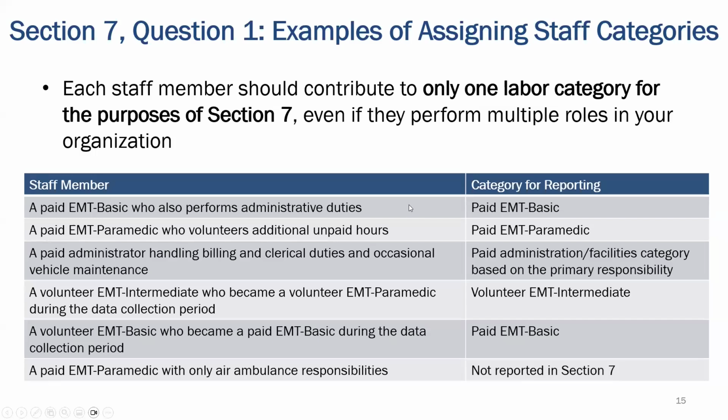Actually, here are the examples right now. So we have a paid EMT basic who also performs administrative duties, which I just mentioned, is reported as an EMT basic. A paid EMT paramedic who volunteers is always counted as paid, as I mentioned. If you're a volunteer EMT intermediate or advanced EMT who became a volunteer EMT paramedic, you always go with the category at the start of the data collection period. So they'd be marked down as an EMT intermediate.